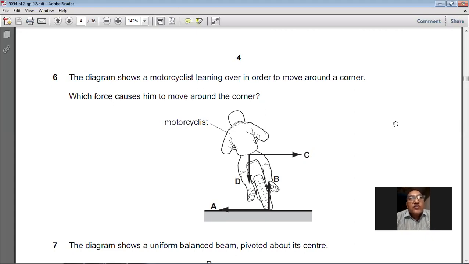So this boy is trying to take a turn in this way. The only force which is shown toward the center of that circle is A. So A is the choice. Question number 6, A is the right choice, sir.